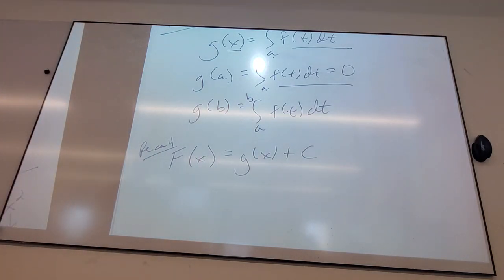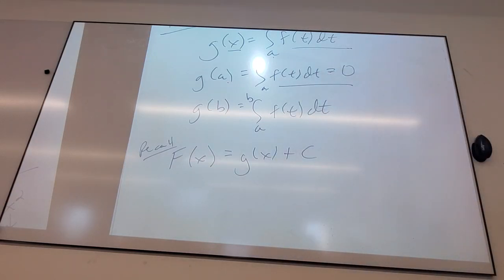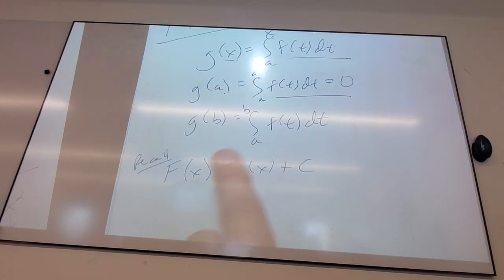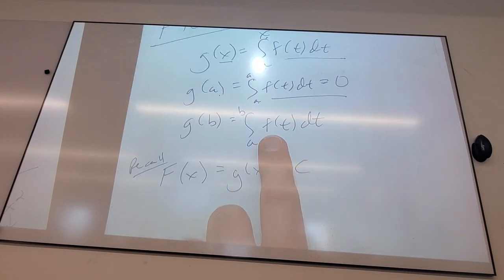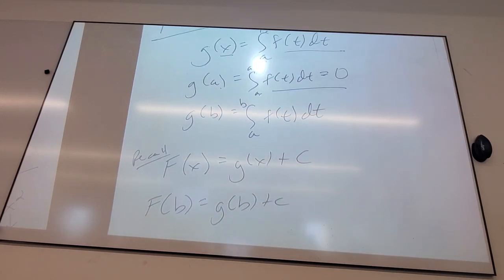Okay. Could somebody help me out? Also remind me, what is big F again? How does it relate to anything over here? It's the antiderivative of that function specifically, yes? Big F is the antiderivative of that function there. Okay. What would big F of B be? It would just be G of B plus C, yes? I like it.